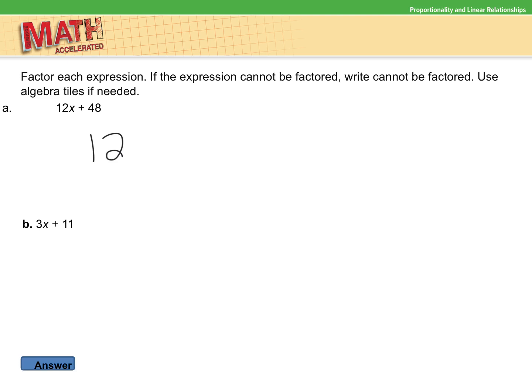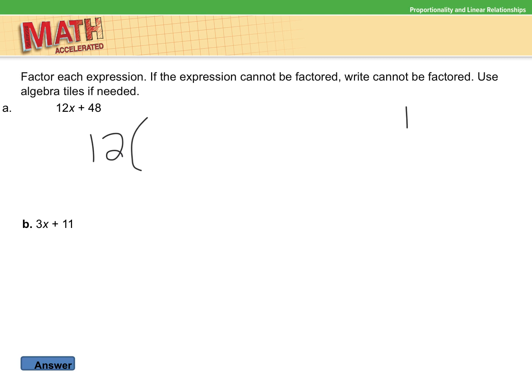Do they have a variable in common? No, right? So we are going to take 12. 12 is our greatest common factor. So what factor means is we're going to take that out of every term. So 12 is what I'm taking out. With the 12, I'm going to start a set of parentheses. We're going to divide every term by 12.